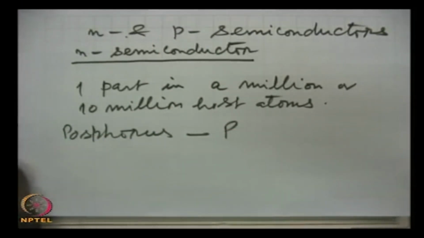Phosphorus has valency 5, and silicon or germanium have valency 4. Now, doping is done in such a small magnitude that it does not change the basic structure of the host material. That means the structure of silicon is not disturbed by the addition of this dopant. The dopant sits at certain lattice positions in the crystal of silicon. I will demonstrate how we can create this n-type material.